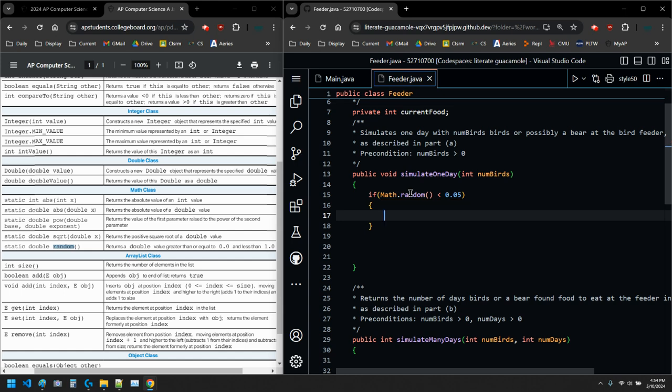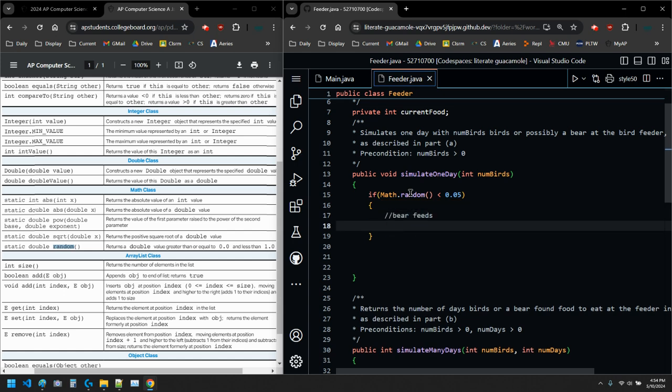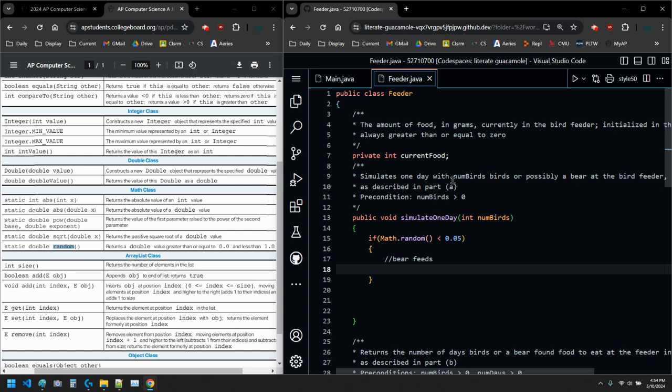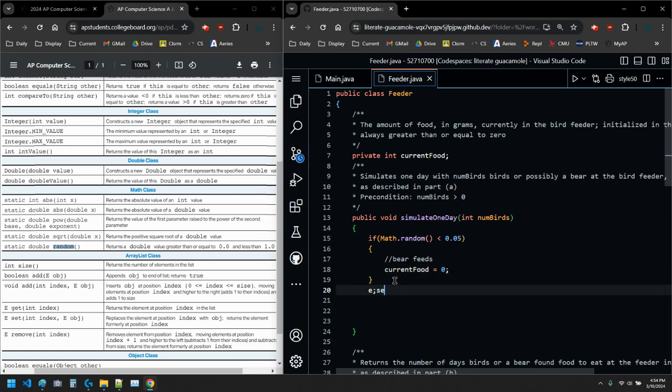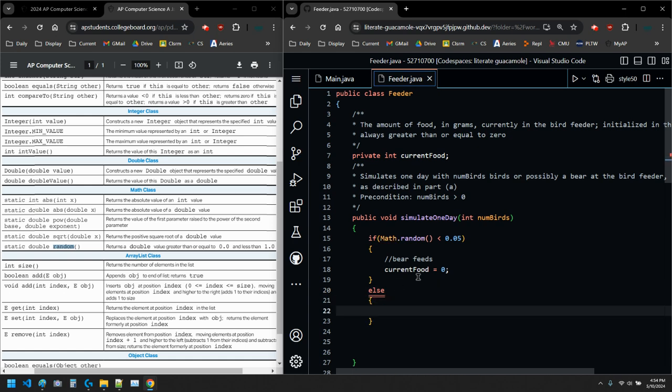And this is my bear attack. So this is my bear, not attack, but bear feeds. What happens when the bear feeds? The food goes to 0. So where's my food? Current food goes to 0. All gone. Okay, else it's a normal. Wait, do I have to return anything? No, I don't have to return anything. Just set the food to 0 for the bear. For that 5% chance. Remember, 5% is 0.05. Hopefully you remember that from math.